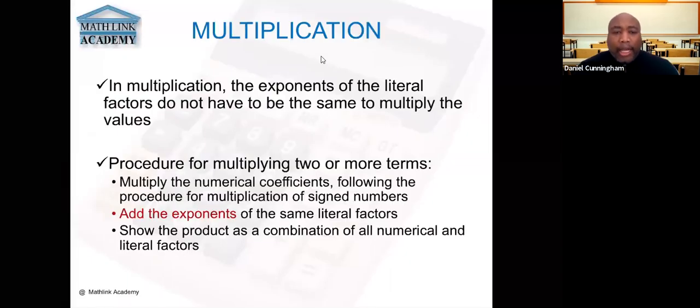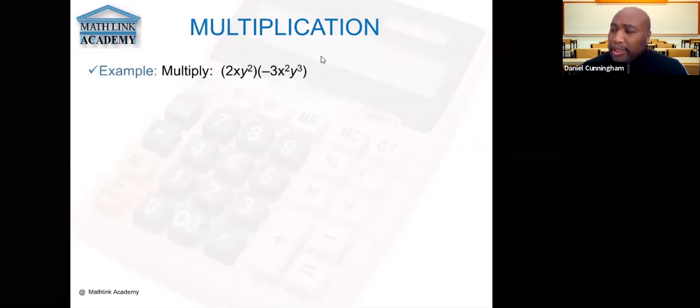Multiplication. Now, in multiplication, the exponents of the literal factor, that means of the letters, do not have to be the same to multiply the values. So we'll show you some examples. There are many different ways that algebra expressions are disguised in multiplication, and I'll show you probably three basic ways that you can see it. So the best way to do this is to look at an example. So let's look at an example.